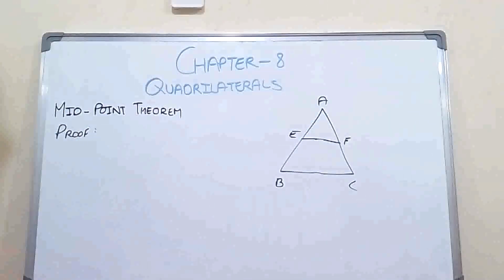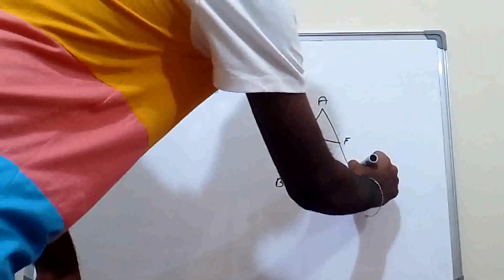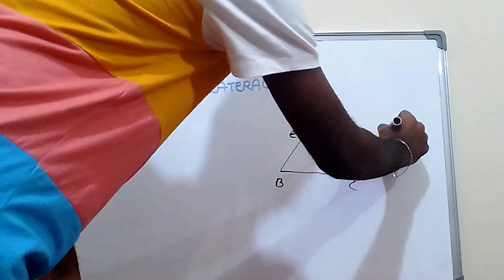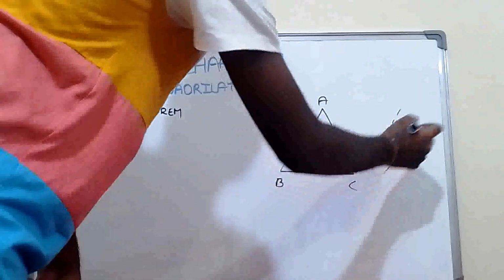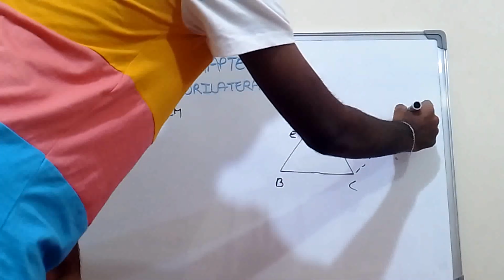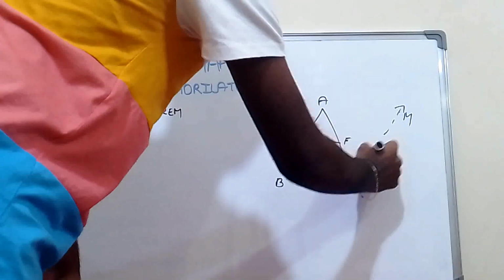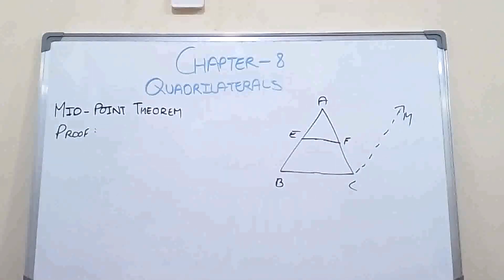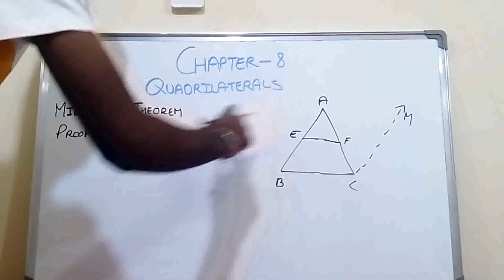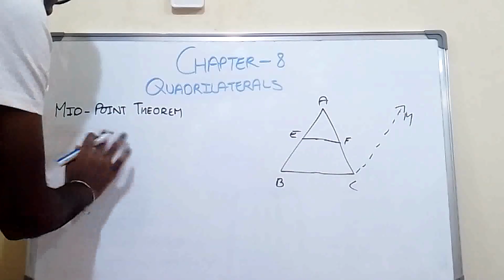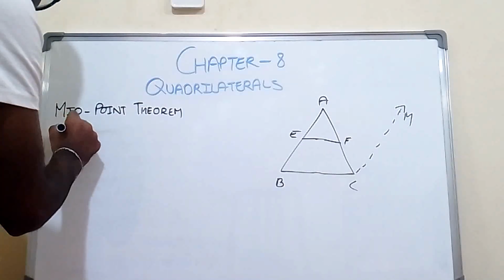So we have to do some construction here. We are going to draw a line, say CM, and we are drawing CM such that it is parallel to AB. Before we go to the proof, we have to write down the constructions we are doing. So we have construction.